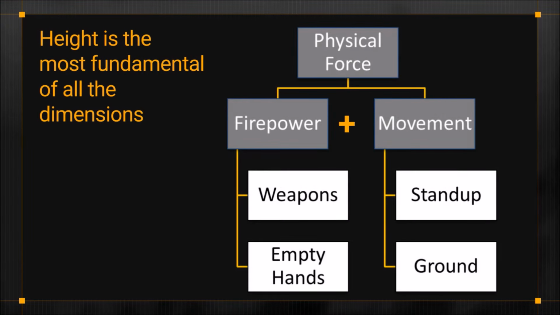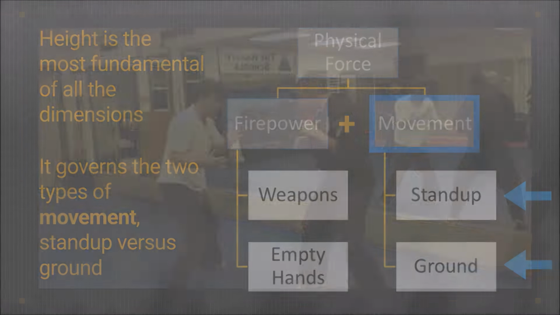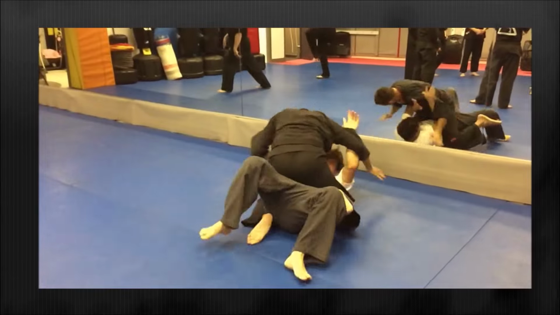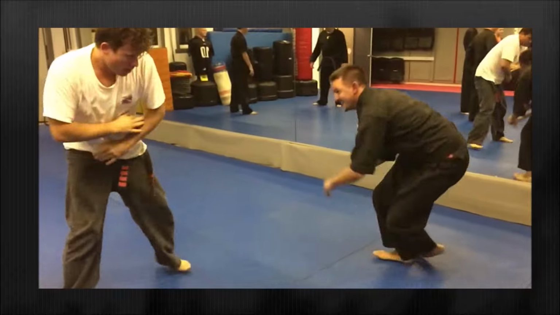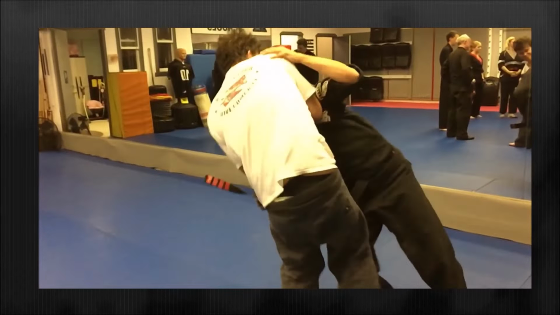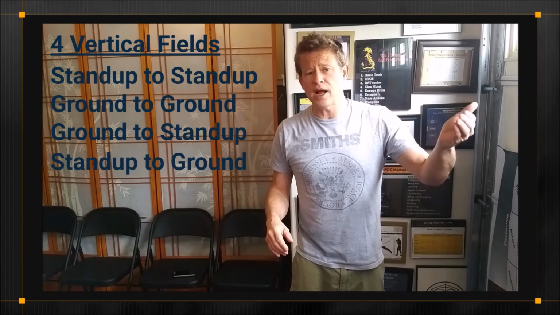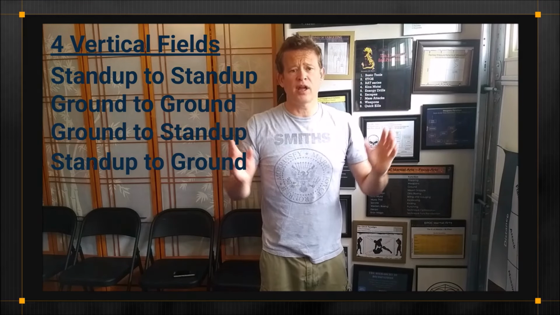Height is the most fundamental of all the dimensions. It governs the 2 types of movement, stand-up versus ground. There are 4 vertical fields of engagement: stand-up to stand-up, ground to ground, ground to stand-up, and stand-up to ground. Those 4 trajectories create what's called the envelope.